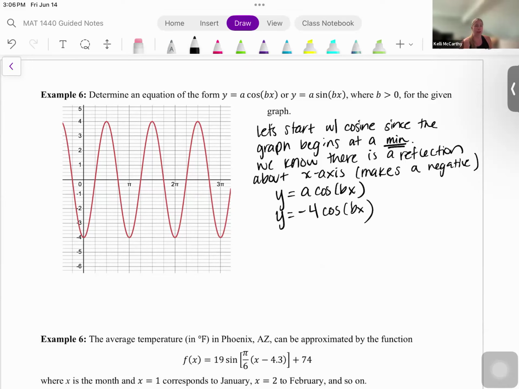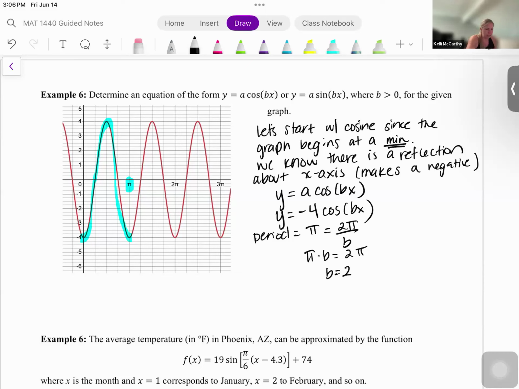And now we need to find our value of b. If I look at this graph, I can see that we go through one period starting here at that minimum, going up, we get back to another minimum at pi units. So our period is pi. And the way we find our period is 2 pi divided by b. So now we can solve this equation for b. If I multiply both sides by b, we get pi times b is equal to 2 pi, and then divide both sides by pi, we see that b is equal to 2.